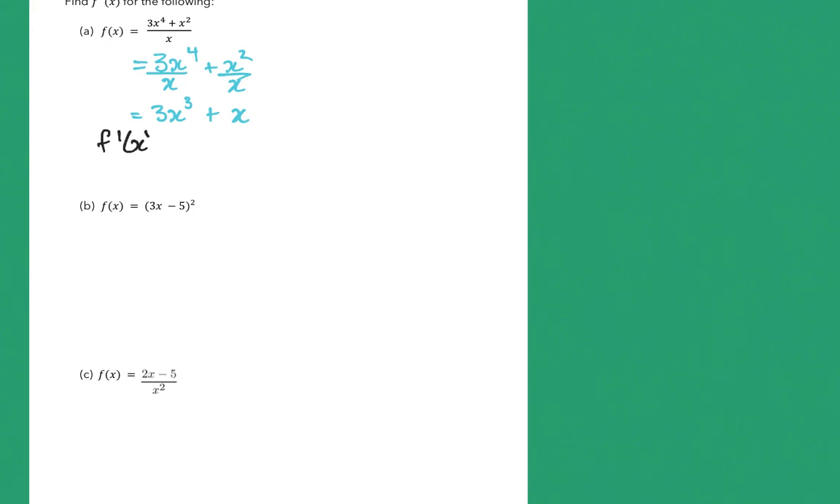So now we can differentiate, bring the power down. 3 times 3 is 9, and decrease the power by 1. And the differentiated version of an x is just a 1. Okay, in this one we need to expand out the brackets first.